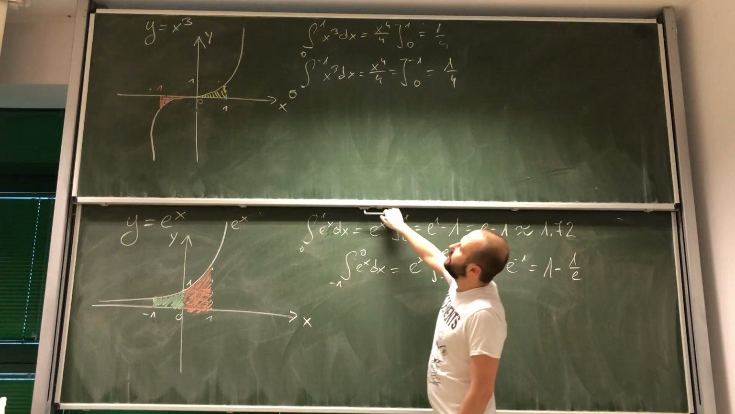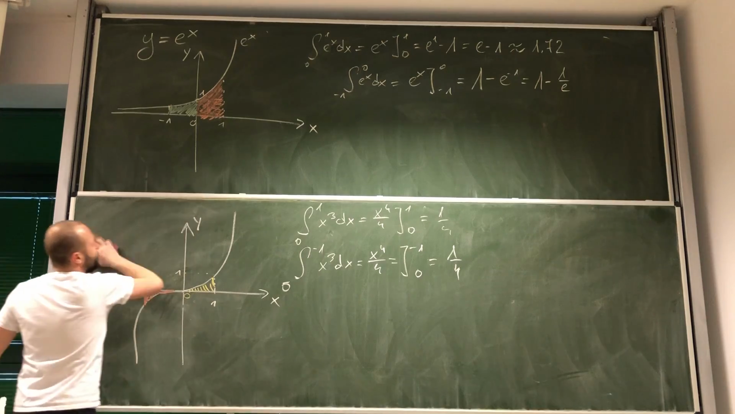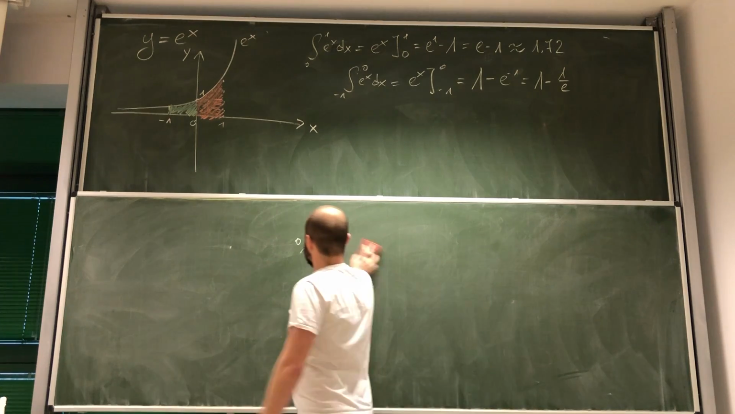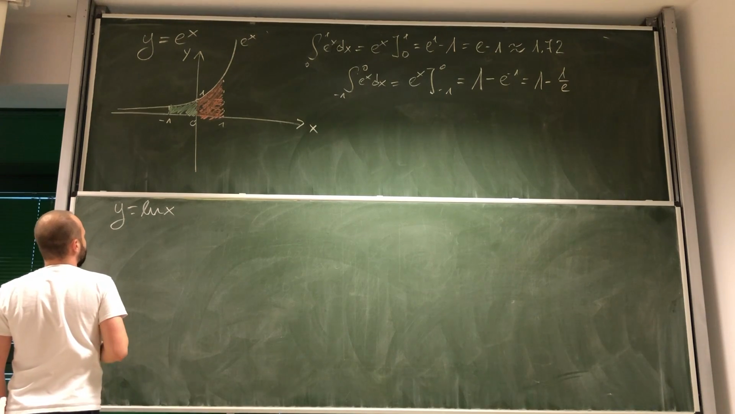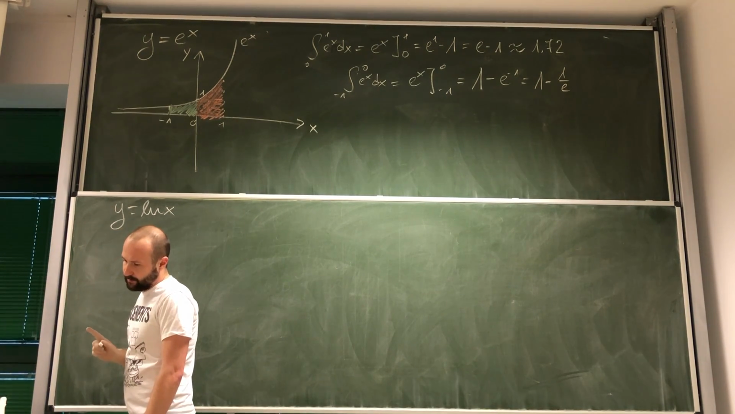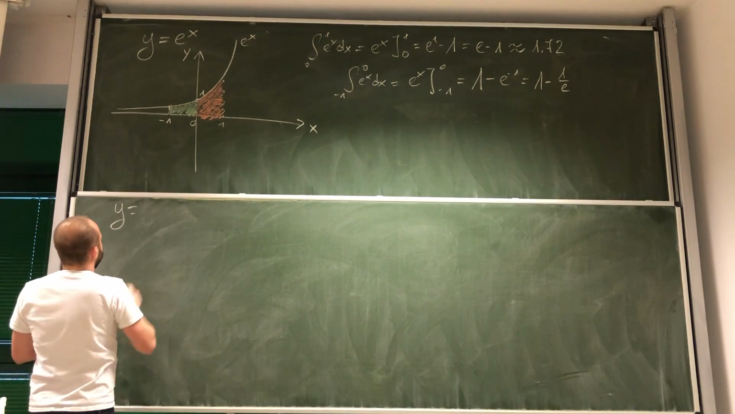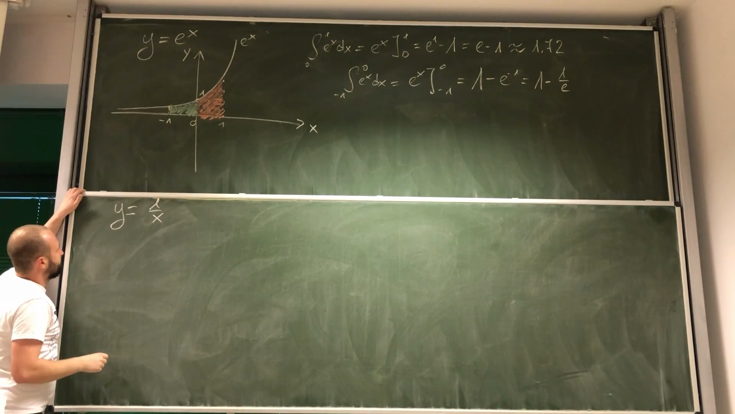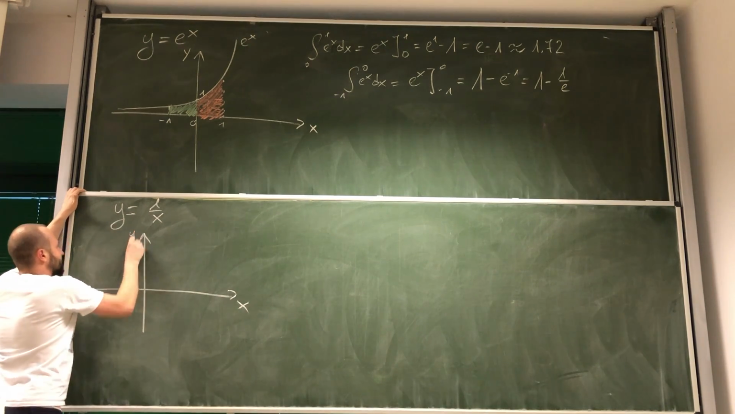Okay, let's try maybe now logarithm, and then we can try something different. Okay, so if I have the function y equals ln x, although with ln x we would have a problem. No, wait. Oh, we need to start with this to get to ln x, of course. Okay, 1 over x. Okay, so this function looks like that.